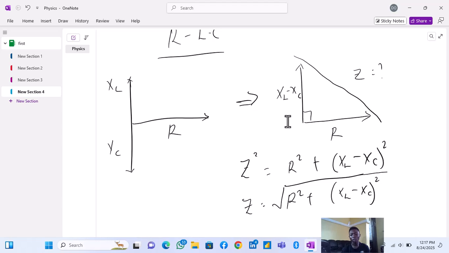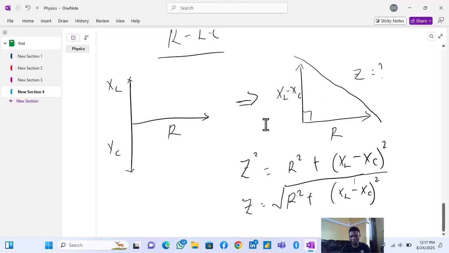So you see, this is the way they got the formula. That is the impedance for an RLC circuit. If they say you should find the impedance, just look for your R, look for your XL, look for your XC, then insert them into the formula, and then you have the impedance for an RLC circuit. It's as simple as that.